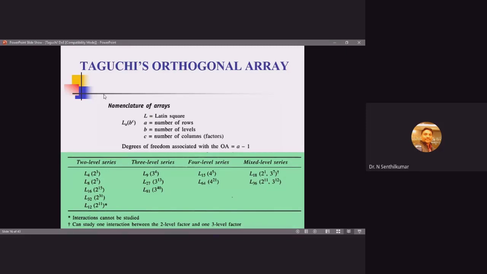But in the other cases, the injection pressures can be varied. The percentage of additives can be varied. Right? So there are many other parameters which can also be varied, that are easy to change factors. So like this, we can go with the mixed level series also.